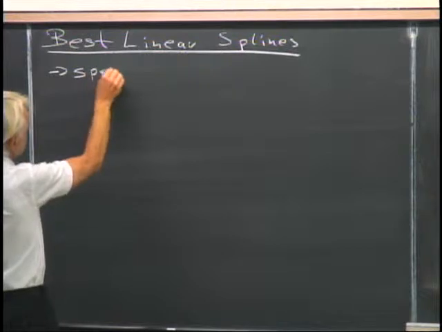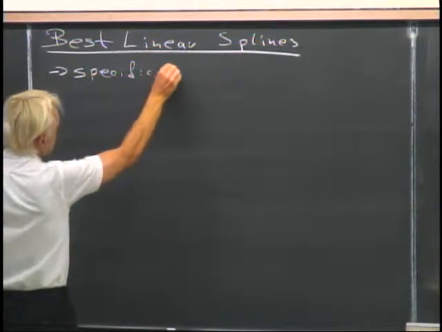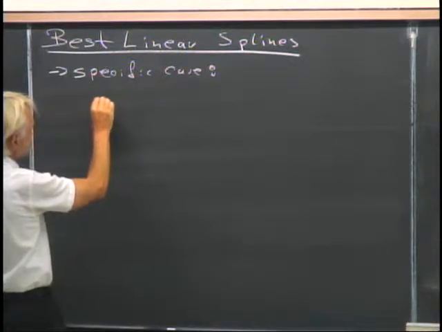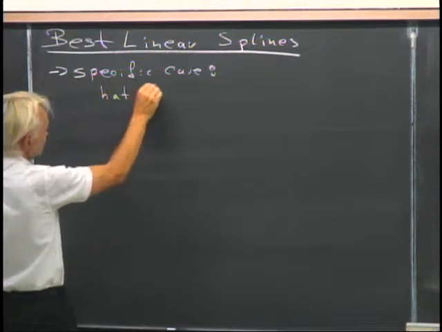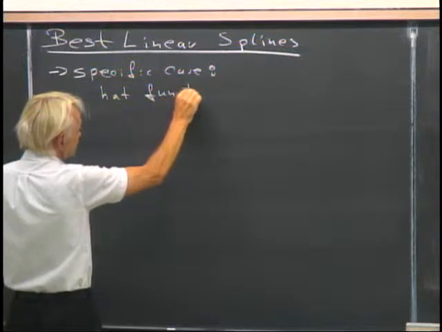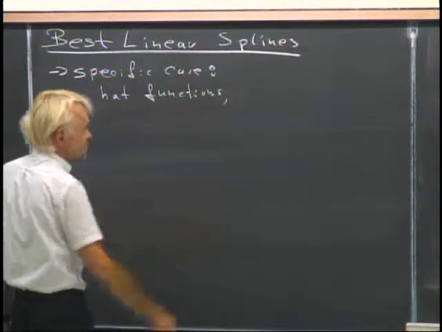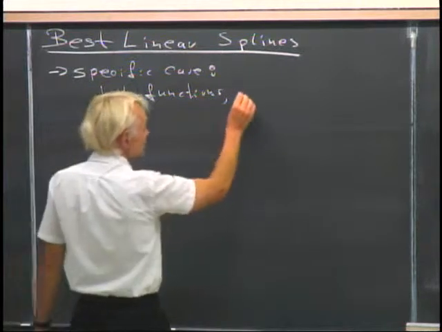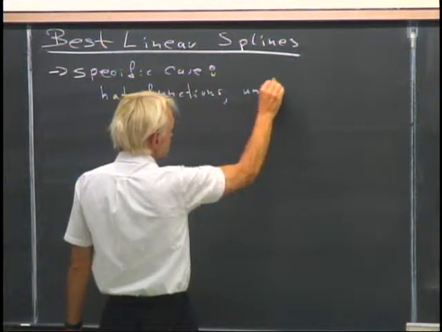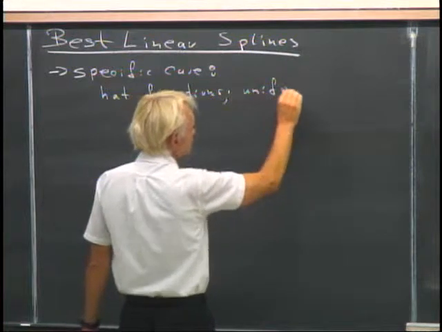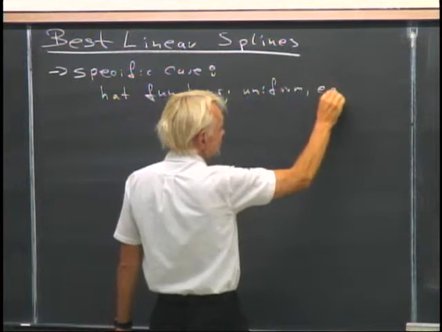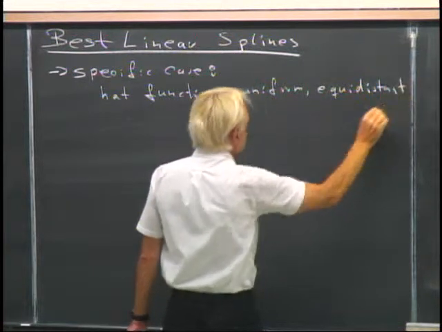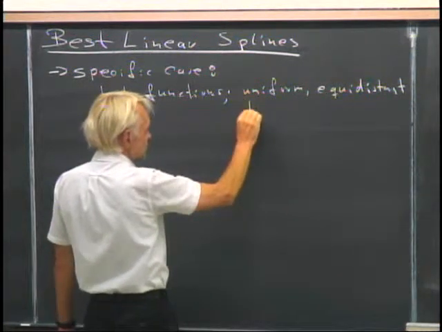Specific case. Hat functions are our basis functions used for approximation, and we use uniform, equidistant knots.